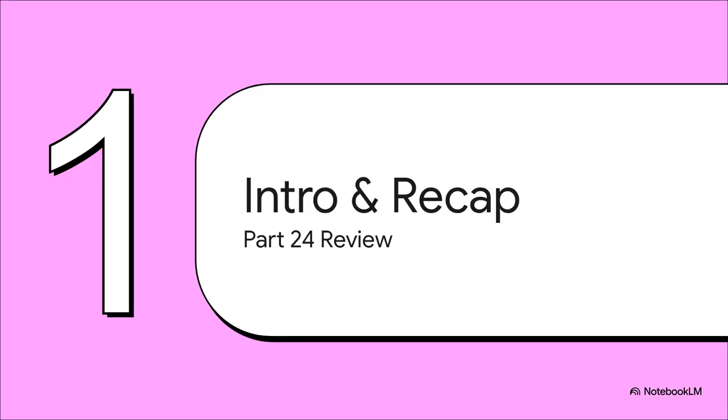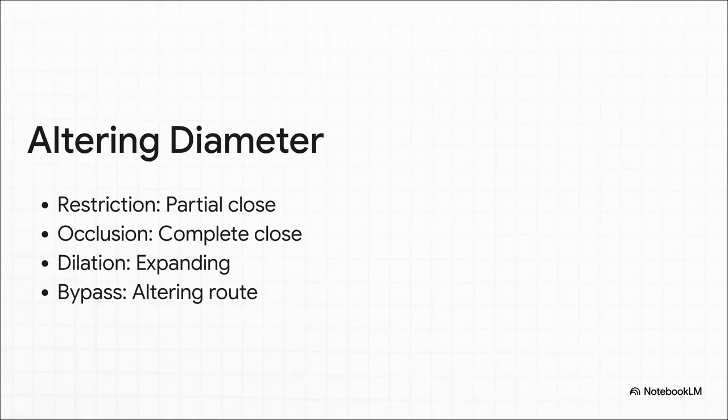Section 1. Intro and recap. Let's do a quick Part 24 review. In Part 24, we mastered the root operations that alter the diameter or the route of a tubular body part. Let's make sure those anchor keys are still locked in. We had restriction, right? That's partially closing an orifice or lumen. Occlusion is completely closing it off. Dilation is expanding that route. And bypass is where we alter the route of passage entirely, like you'd see in a CABG procedure. If you've got those down, you are perfectly primed for today's focus on devices.